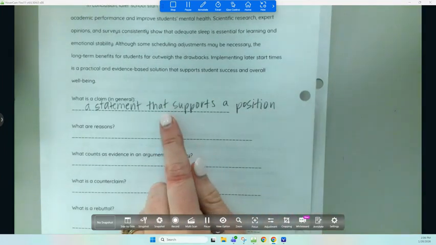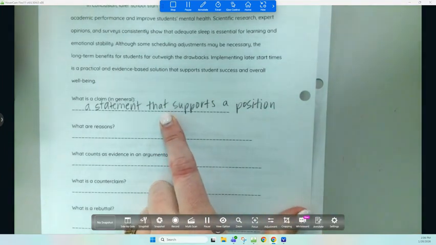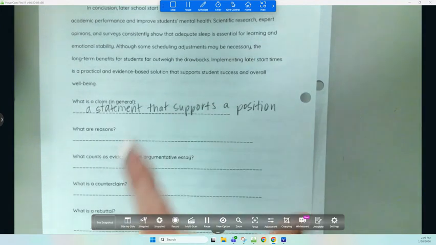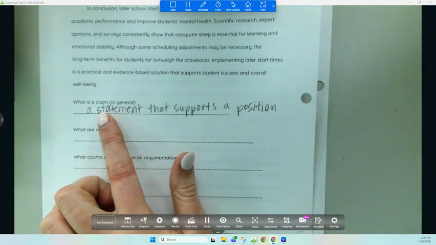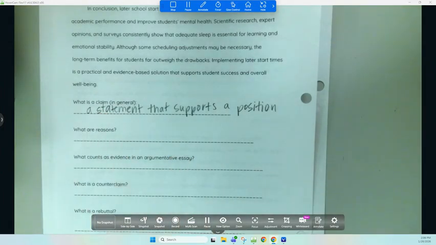So first, I already wrote this because I've already tried to record it and I messed up. So what is a claim in general? It's a statement that supports a position. So it's going to be something like dogs are better than cats, period. Or teachers should be paid more, period. Or homework should be banned, period. So it's a statement that supports a position. You need to write that. And of course, pause this video if you need to, if I'm going too quickly.